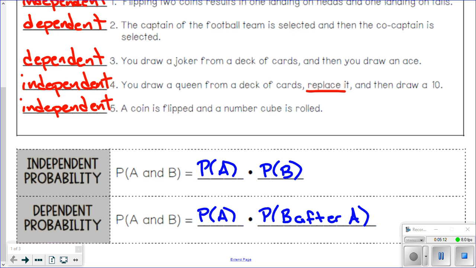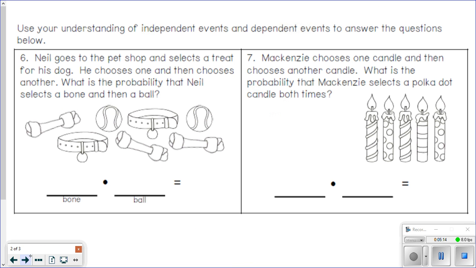All right? So let's go back to my example here. Neil goes to the pet shop and selects a treat for his dog. He chooses one and then chooses another. What is the probability that Neil selects a bone and then a ball? The first probability is, what's the probability he selects a bone? Well, there are 3 bones and 6 items here to choose from. So the probability of a bone is 3/6, which simplifies to 1/2.